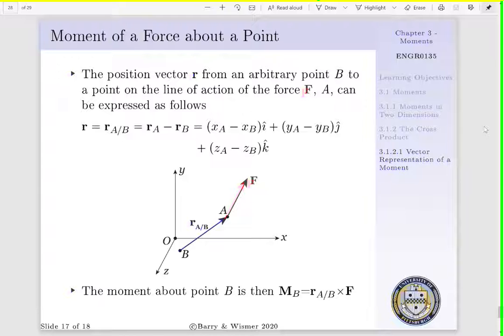And we can define R such that it's X_A minus X_B in the I hat direction, plus Y_A minus Y_B in the J hat direction, plus Z_A minus Z_B in the K hat direction. Thus, our moment of force about point B, M sub B, would be equal to R_AB cross F. That is, we can take our moment of force about any point on a body of interest.